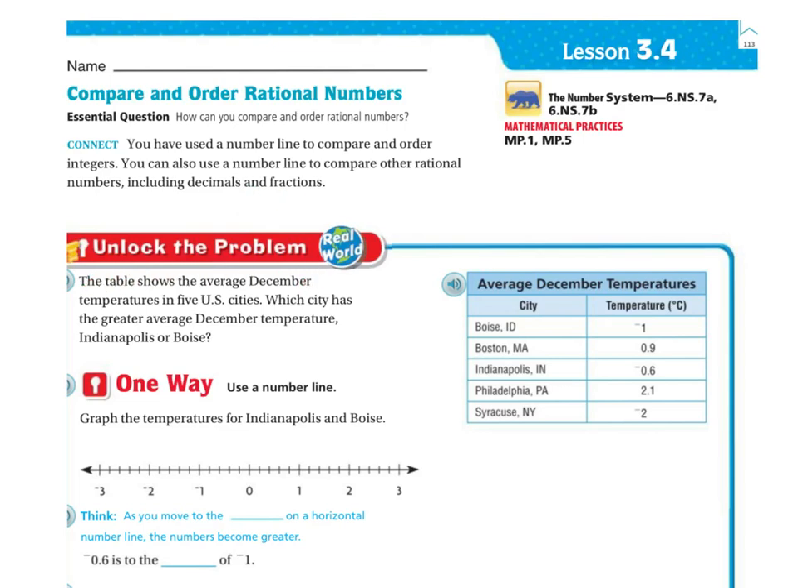Let's unlock the problem. The table shows the average December temperatures in 5 U.S. cities. Which city has the greatest average December temperature, Annapolis or Boise? So one way, use the number line. Graph the temperatures for Annapolis and Boise.